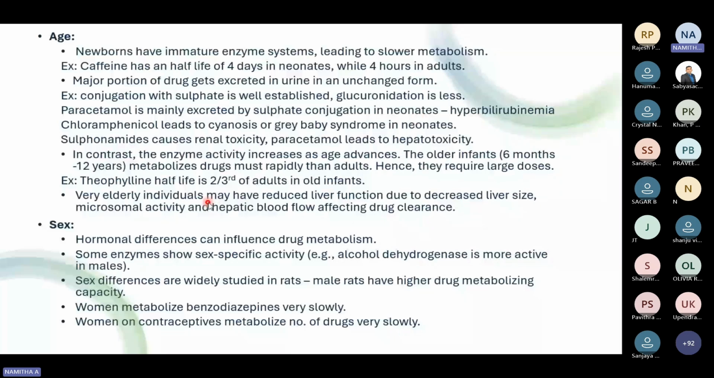In contrast, enzyme activity increases as age advances. That means older infants can metabolize drugs faster than adults. Hence, these older infants, from 6 months to 12 years, metabolize drugs very fast, and they require larger doses. For example, the half-life of theophylline in older infants is two-thirds that in adults. In contrast to this, very elderly individuals may have reduced liver function due to decreased liver size, microsomal activity, and hepatic blood flow, affecting drug clearance.